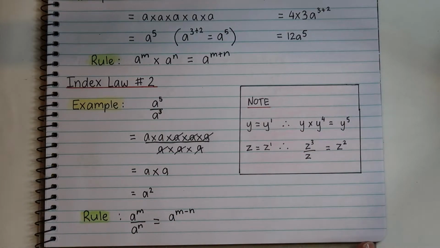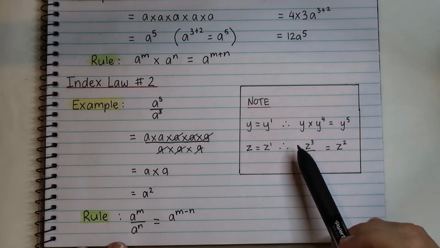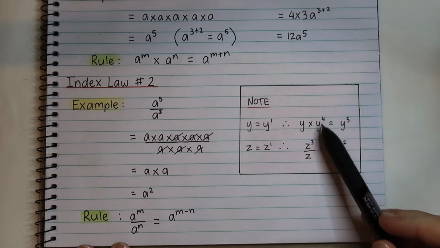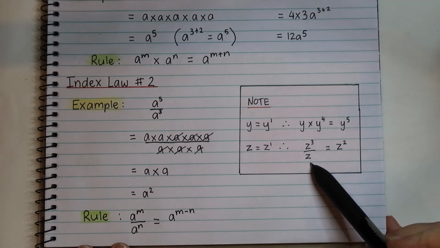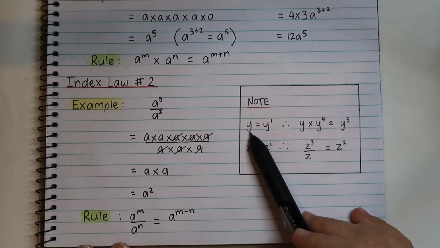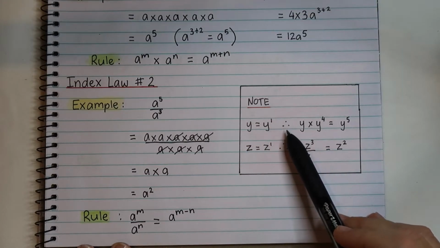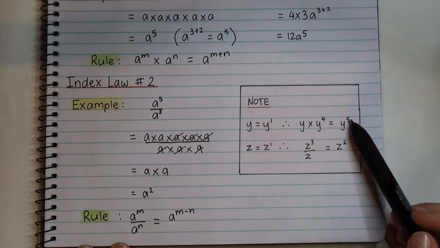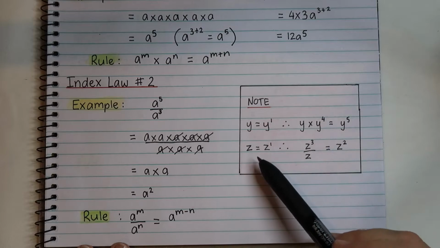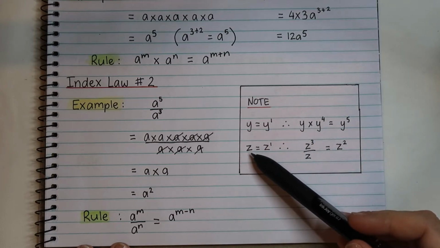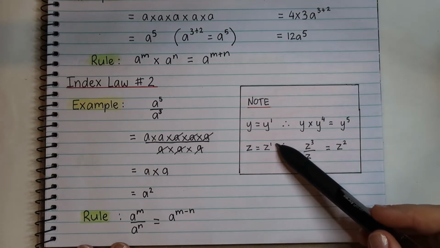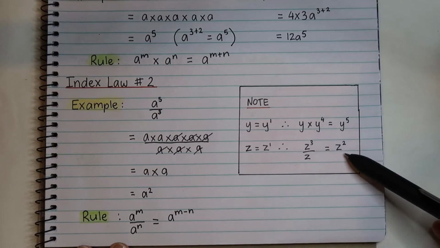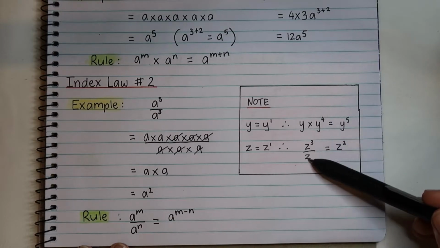So just a side note, take care when multiplying and dividing expressions such as y times y to the power of 4 or z to the power of 3 divided by z. This is because y is the same as y to the power of 1. So therefore, y times y to the power of 4 is equal to y to the power of 5, because you add the indices. And same as with this one down here, we have z is equal to z to the power of 1, therefore z cubed divided by z is going to equal z to the power of 2, because you subtract the indices.